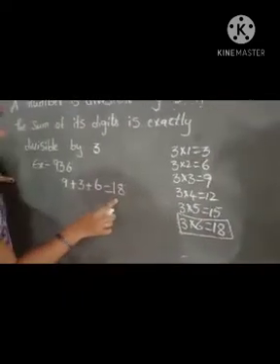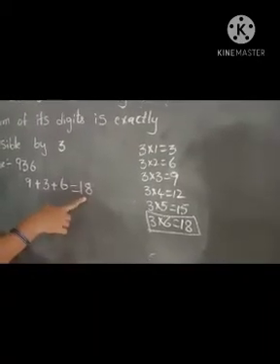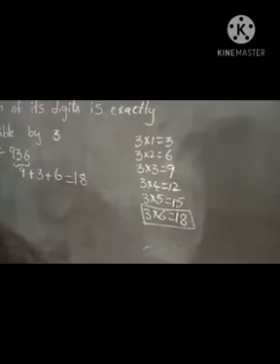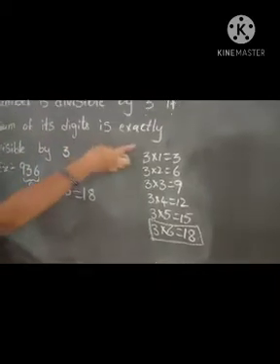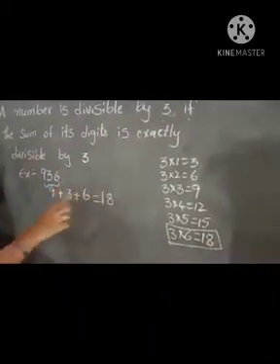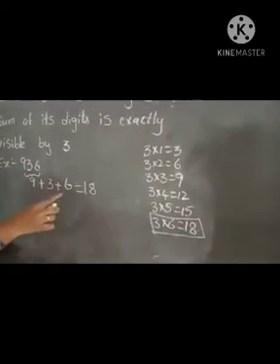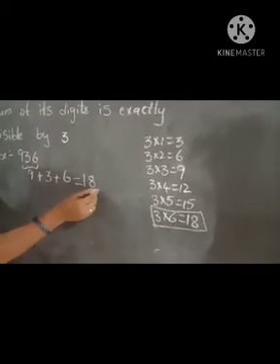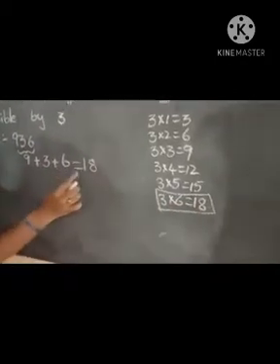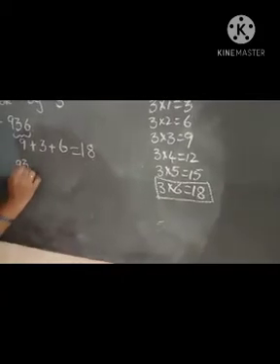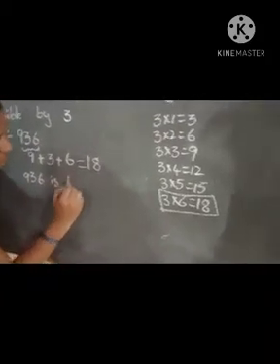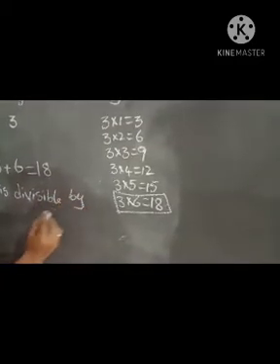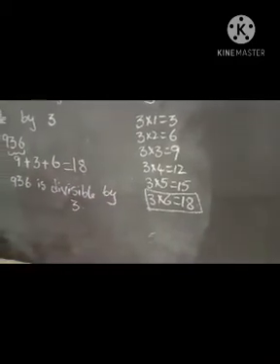Here also 18 is there. So 18 is divisible by 3. So this number is also divisible by 3. If the sum of the digits is exactly divisible by 3, then only the number is divisible by 3. Okay, children? In the 3 table, is 18 there or not? Yes. 3 sixes are 18. That's why 936 is divisible by 3. Okay, did you understand, children?